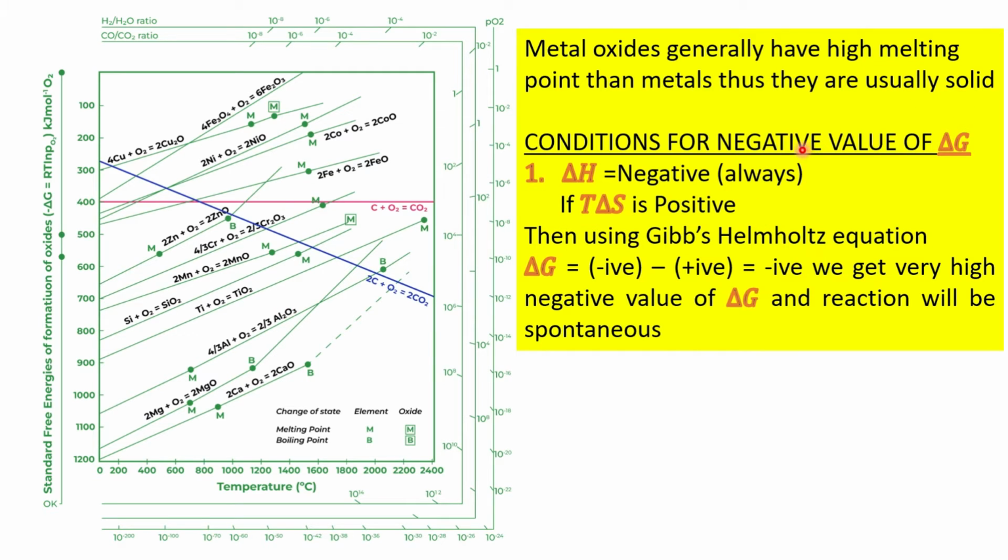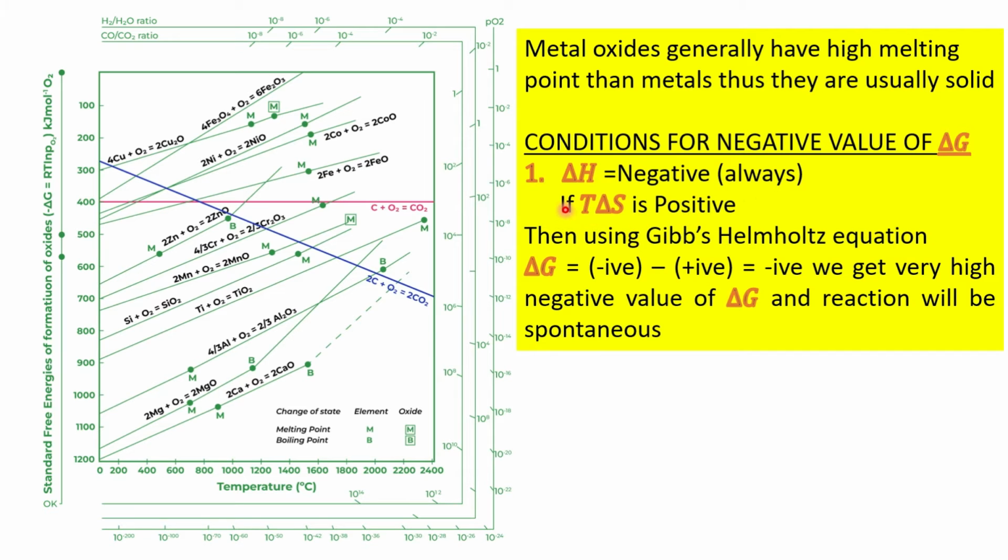So what can happen? Conditions for a negative value of delta G, because we are interested in the standard free energy of the formation of the oxide. So we will only focus on this parameter, and we will try to make this value negative, because this negative value of delta G is the criteria for the spontaneity of the reaction. Say, for example, your first condition is like that. Your delta H is negative, which is generally always, because these processes are combustion processes, and in the combustion process this delta H is always negative, right?